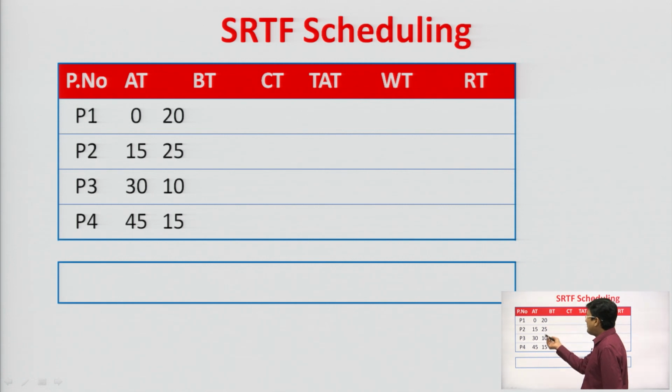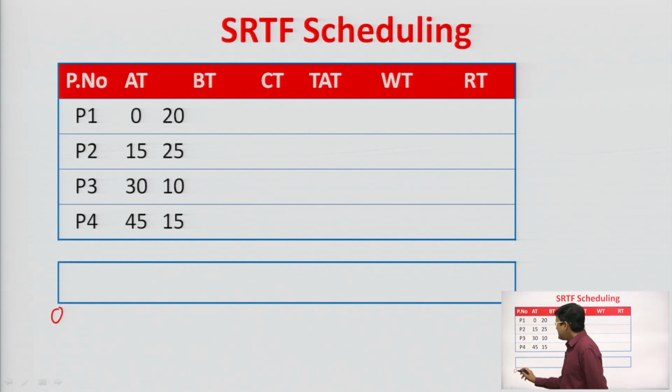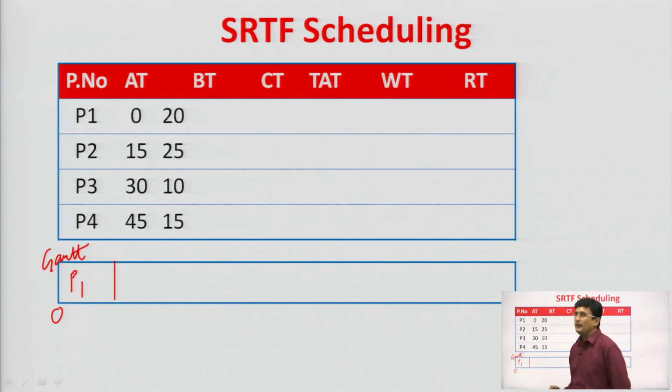In this problem, we have the processes P1, P2, P3 and P4. Their arrival times are 0, 15, 30 and 45, and their burst times are given as 20, 25, 10 and 15. So, in the Gantt chart, at 0 time only one process is available, that is P1. So, let us allocate the CPU to the process P1.